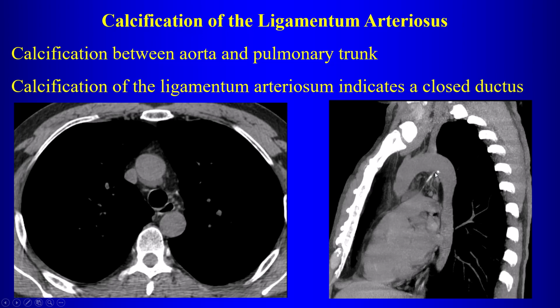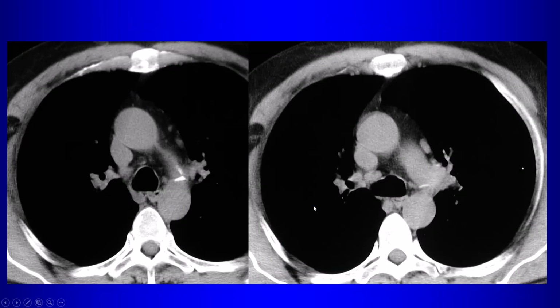Here's a very nice example on this sagittal oblique view. You see the linear ligamentum arteriosum extending from the proximal descending thoracic aorta to the pulmonary artery, and you can see the calcification there within the ligamentum arteriosum. So calcification of the ligamentum arteriosum indicates a closed ductus.